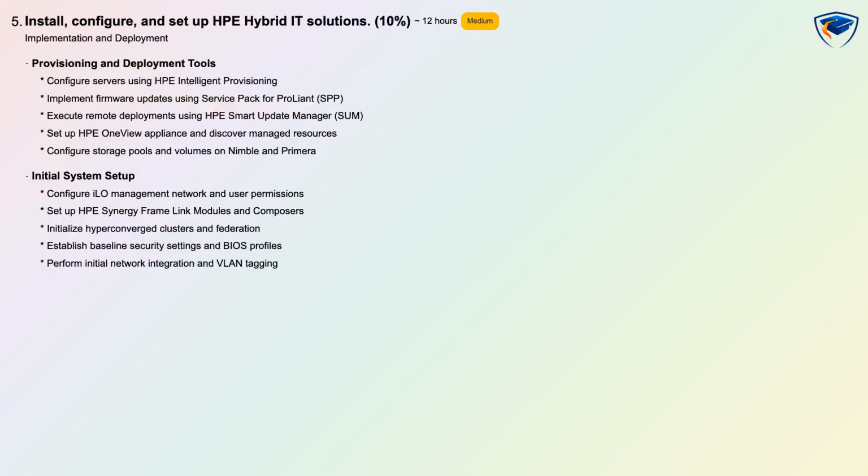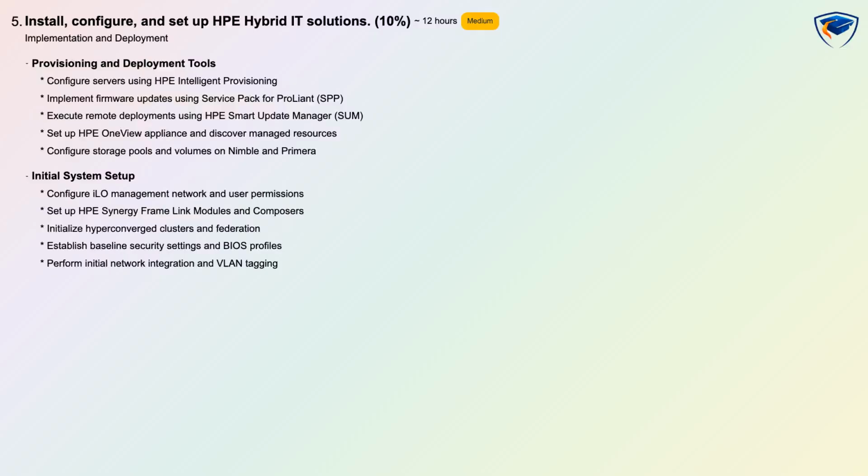Domain 5 is install, configure, and set up HPE Hybrid IT Solutions, weighted 10%, focus implementation and deployment, difficulty medium, with estimated learning time 12 hours and assessment type hands-on plus conceptual. Candidates will practice provisioning using HPE Intelligent Provisioning, firmware management with Service Pack for ProLiant and remote deployments with Smart Update Manager.